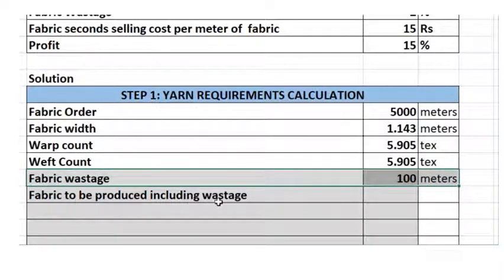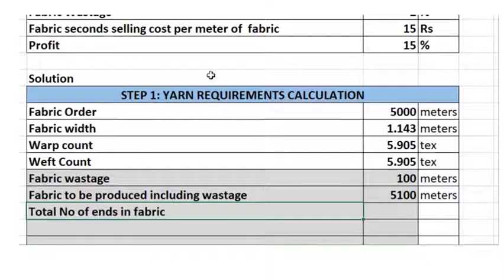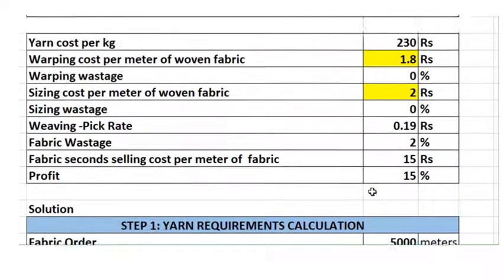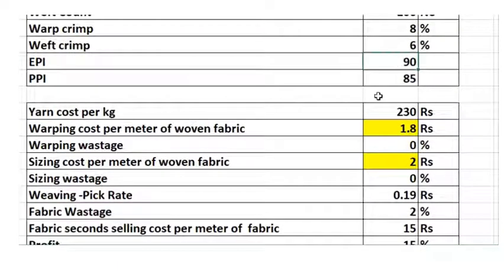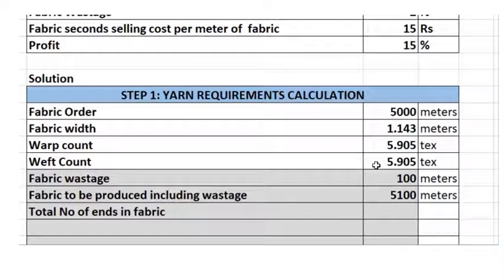So the fabric to be produced along with wastage is 5000 plus 100. So it is 5100 meters. So total meters to be produced is 5100. So the total number of ends in the fabric. The EPI is given as 90. We know the cloth width is 1.143 meters.